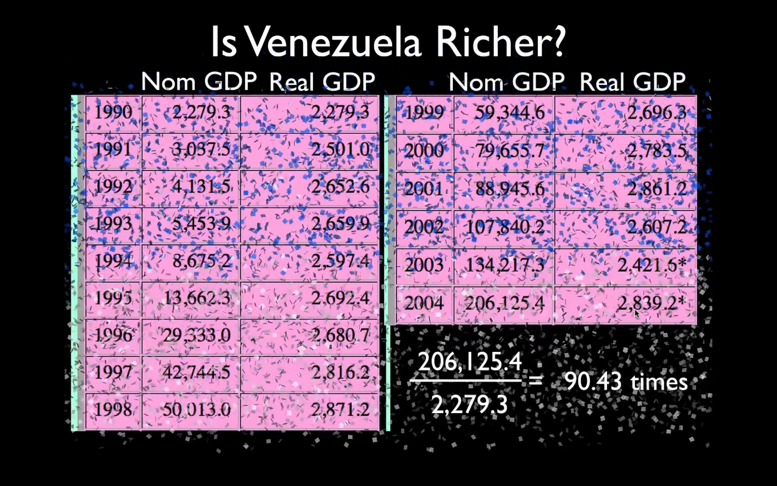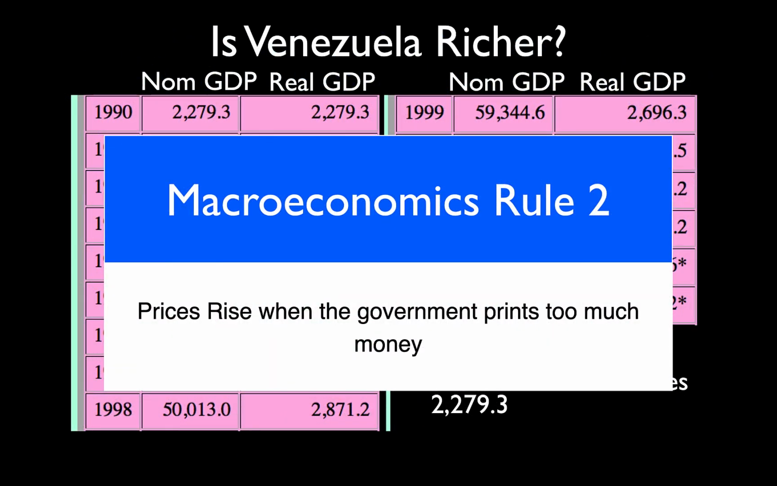And what has happened is rule number 2 in macroeconomics. Prices rise when the government, or more accurately, the central bank, prints too much money. That is what has happened in Venezuela. The government, running the central bank, has said print a lot more money for reasons that we can talk about later. But basically, inflation is everywhere and always a monetary problem. Inflation usually occurs when more money has been printed or the money supply has increased.